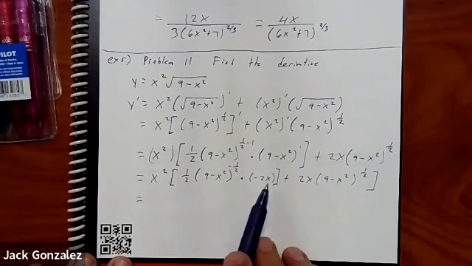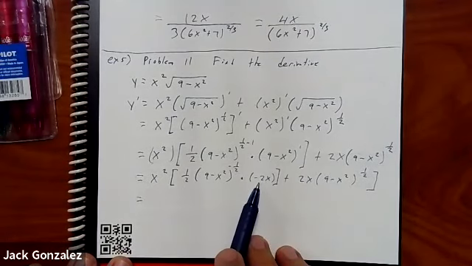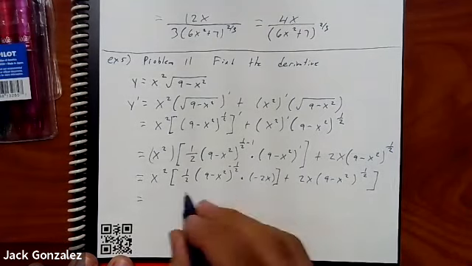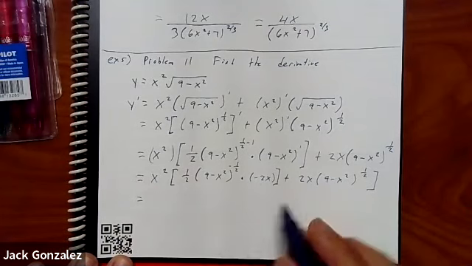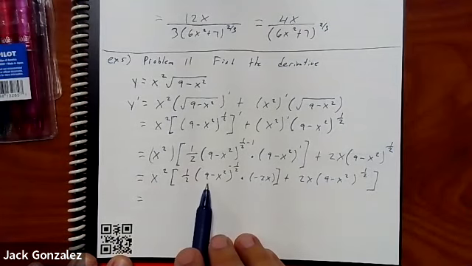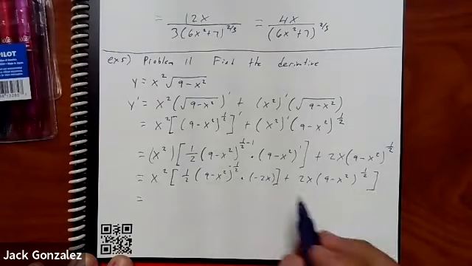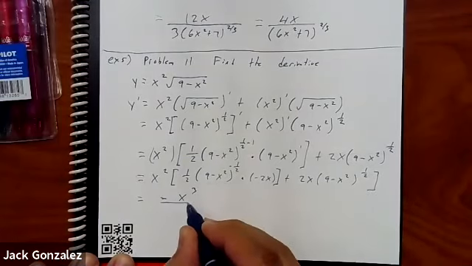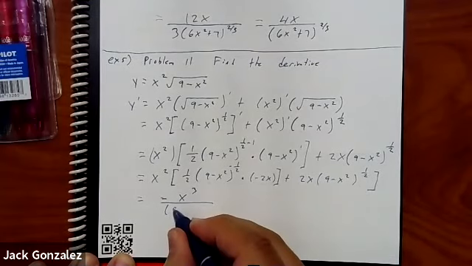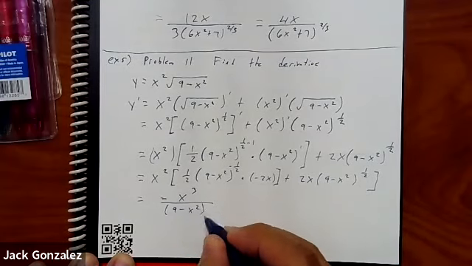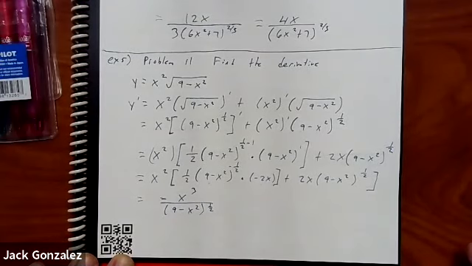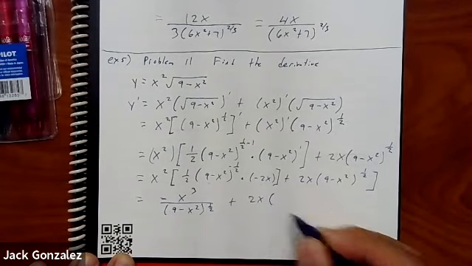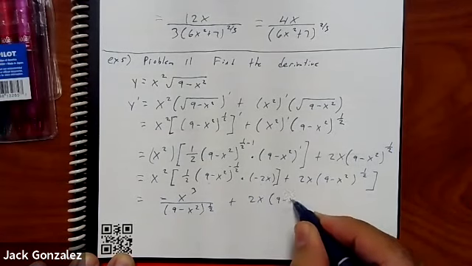So I can see that the 1/2 and the 2 are going to cancel, right? The negative will make the whole thing negative. So the answer is going to be, for the first piece, this will go on the bottom because it has a negative power. So we're going to end up with negative x cubed over 9 minus x squared to the 1/2, plus 2x times 9 minus x squared.